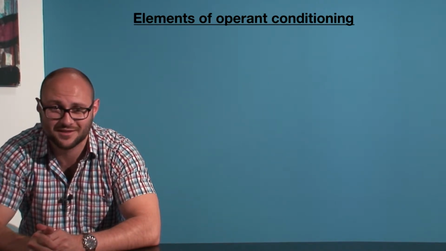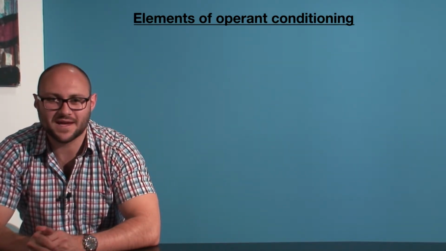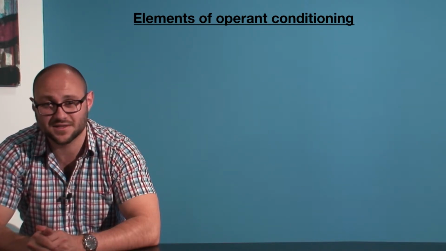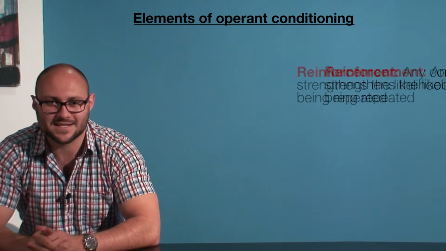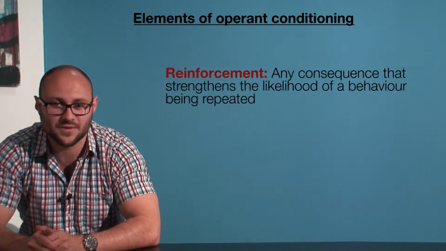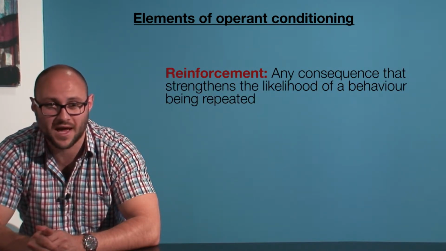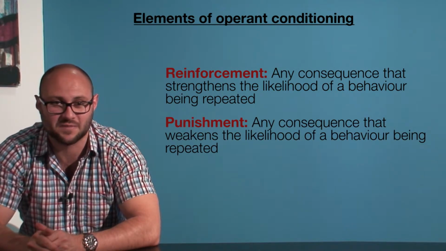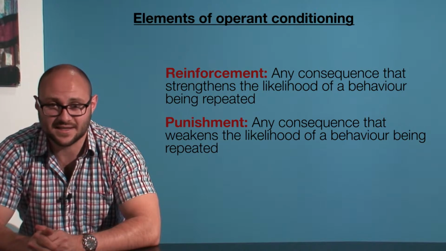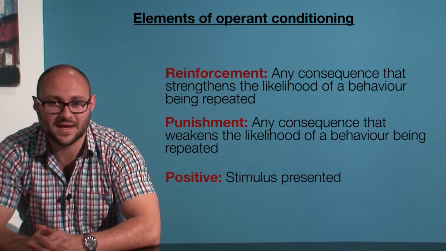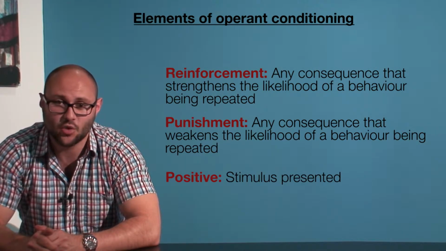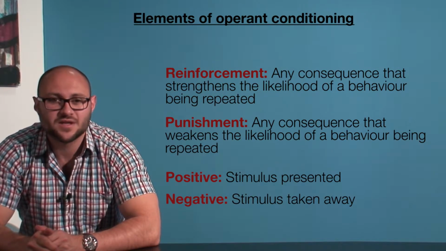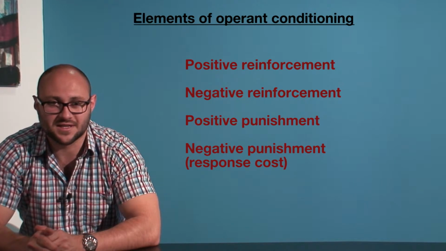operant conditioning. Operant conditioning is essentially based on the principles of reinforcement and punishment, and things being either positive or negative. In this sense, reinforcement is consequences that strengthen the likelihood of a behavior being repeated, whilst punishment is a consequence that weakens the likelihood of behavior being repeated. And in this sense, if something is positive, it means that a stimulus is being presented, whilst something being negative means that a stimulus is taken away. So there are 4 different elements of operant conditioning.